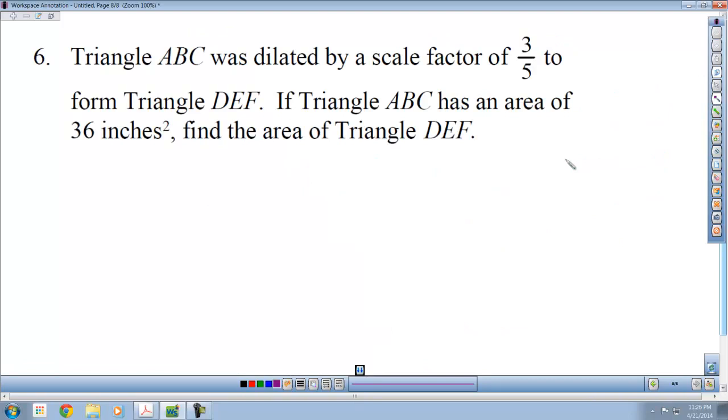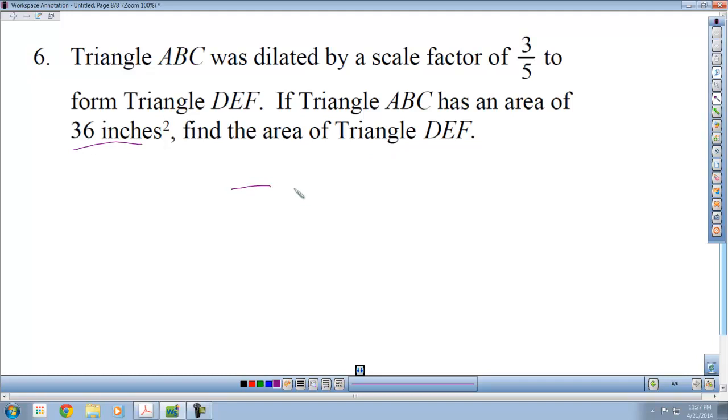Number 6, we have a triangle that's dilated by a scale factor of 3 to 5 to form a triangle DEF, which would be bigger, right? For every 3 units in triangle ABC, we're going to get 5 units in triangle DEF. And then they tell us that the smaller triangle ABC has an area of 36 inches, and they want us to find the area of triangle DEF.